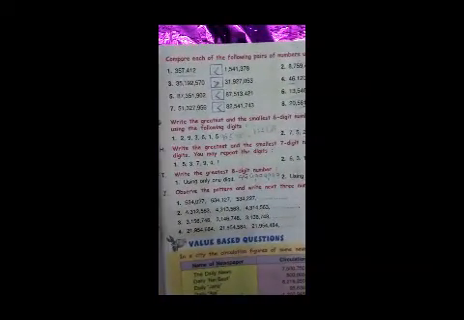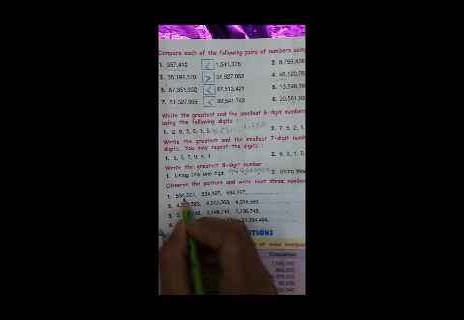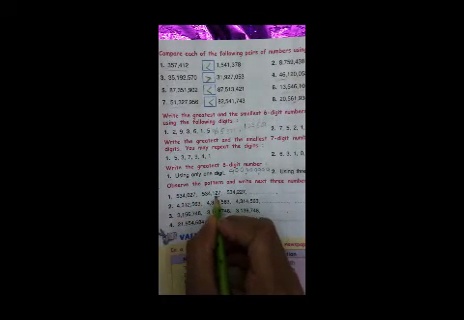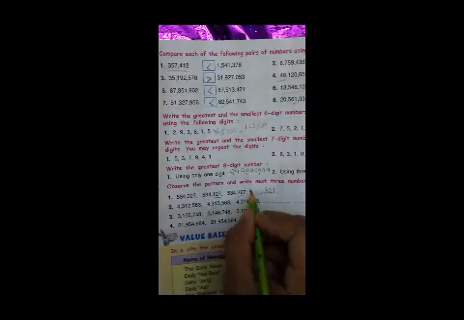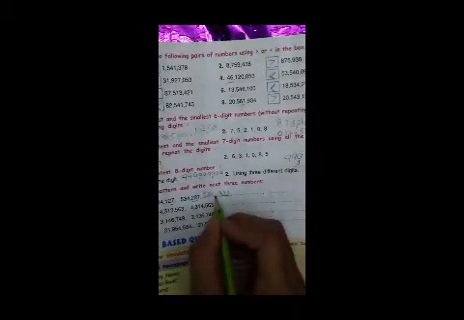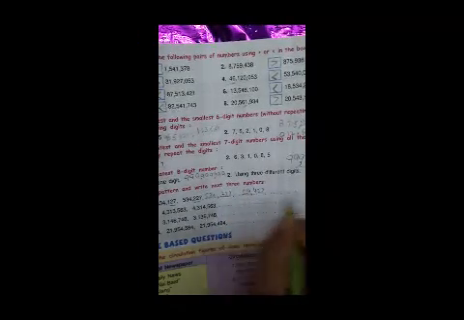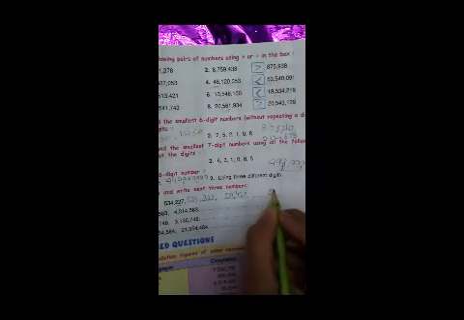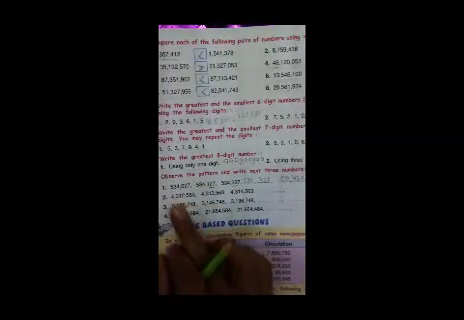Let's move toward our next part, that is your J portion. Observe the pattern and write the next 3 digit numbers. Here the pattern is given to you and you have to write the next numbers. Here is your 127, then 227, then you write 327, then 427. Pattern wouldn't change here. Then 527. So let's move toward our next part.